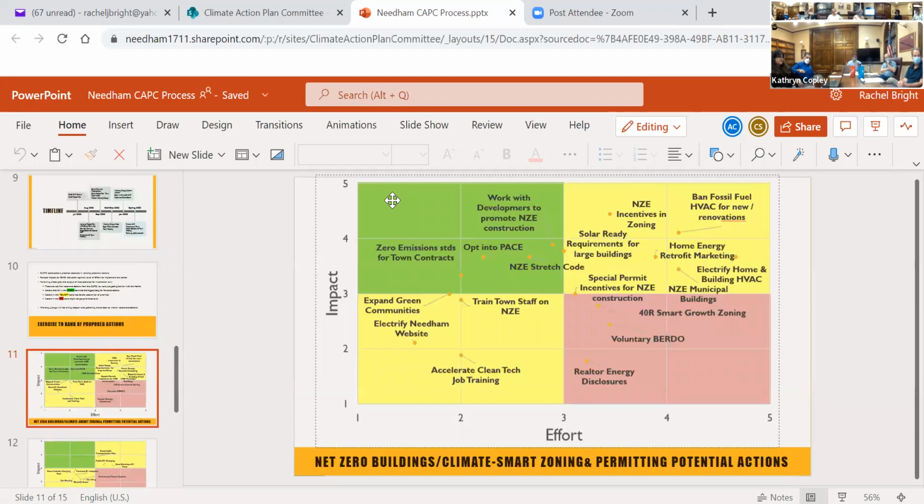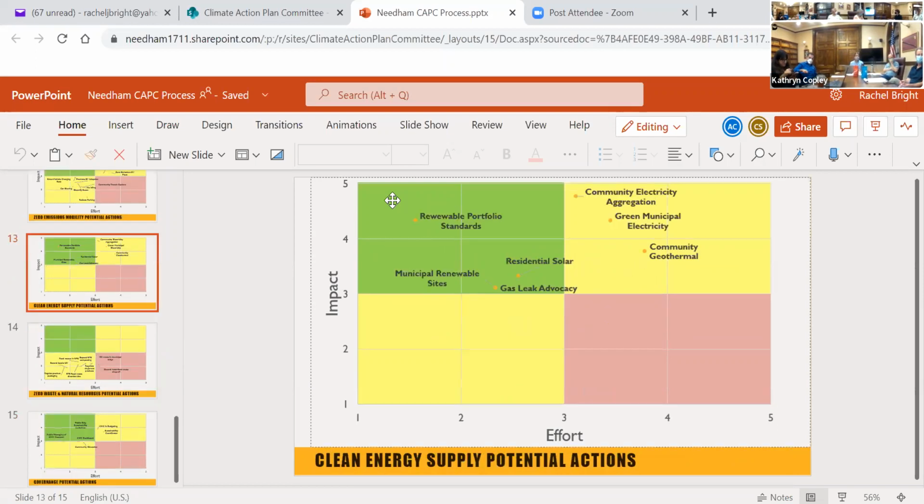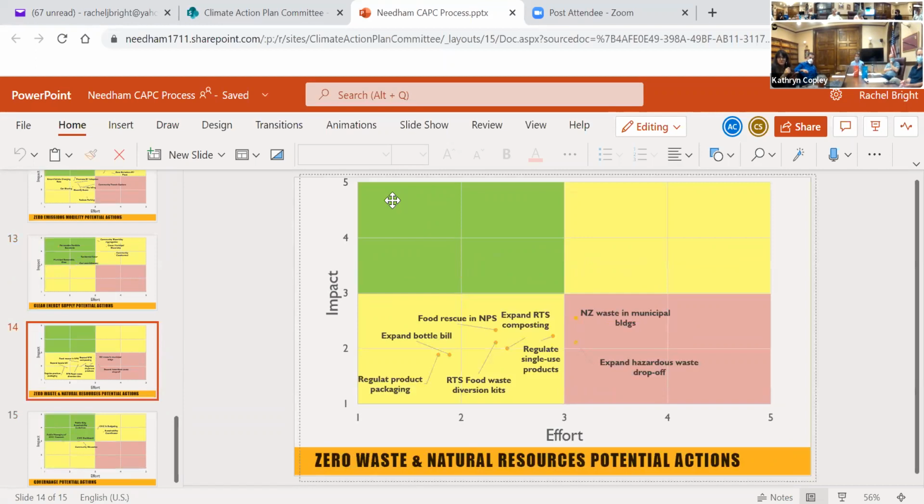But I want to give people a sense of how we would prioritize. And so it's impact on greenhouse gas emission versus level of effort to get there. If you go to the next slide, Catherine, you'll see that we're just talking about those grids that we did, the exercise we did a couple months ago.